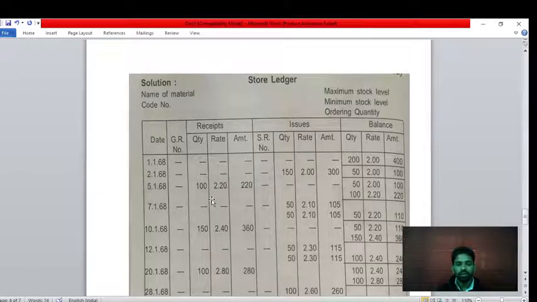Now see, on the earlier date, on 2nd January 1968, the balance is 50. So as it is, we have to carry forward to the next date. The 50, the rate is 2, amount is 100, and on this date the 100 units taken at the rate of 2.20, its amount is 220. Okay, so close it on this date.